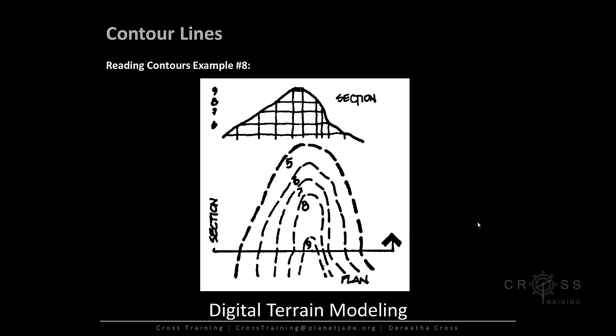Here's another example. So it's kind of like a cliff. We have 9 up here, and then it gradually goes down to 8, 7, 6, 5, and we can see from our section what that's doing.